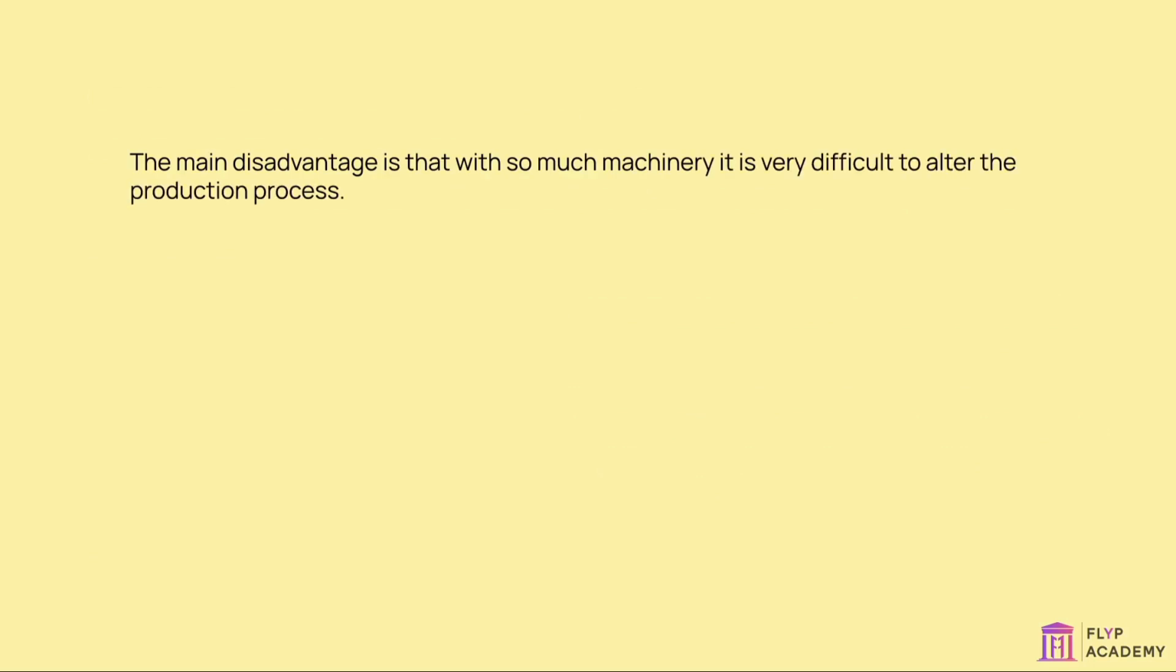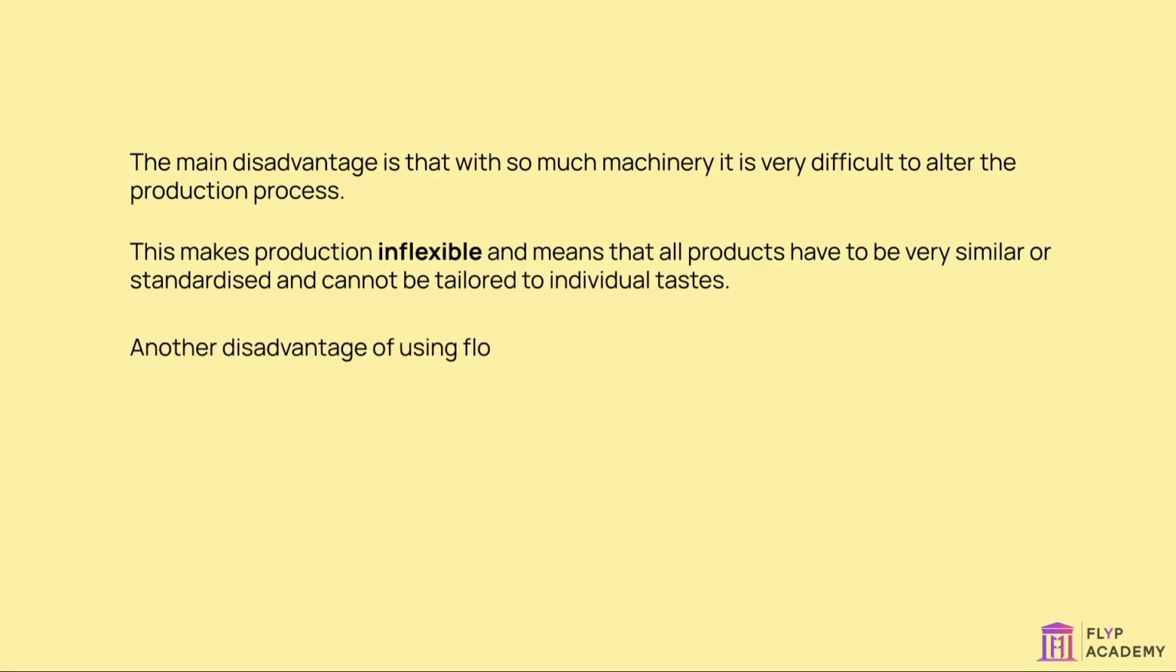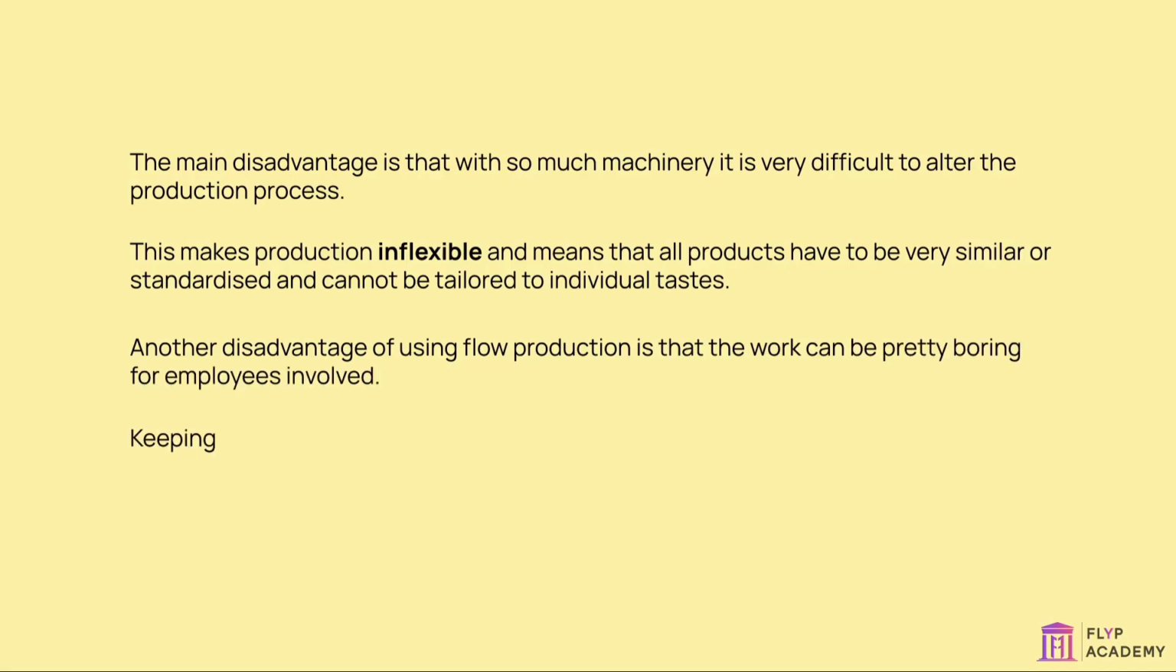The main disadvantage is that with so much machinery, it is very difficult to alter the production process. This makes production inflexible and means that all products have to be very similar or standardized and cannot be tailored to individual tastes. Another disadvantage of using flow production is that the work can be pretty boring for the employees involved. Keeping staff motivated is therefore an important issue for management.